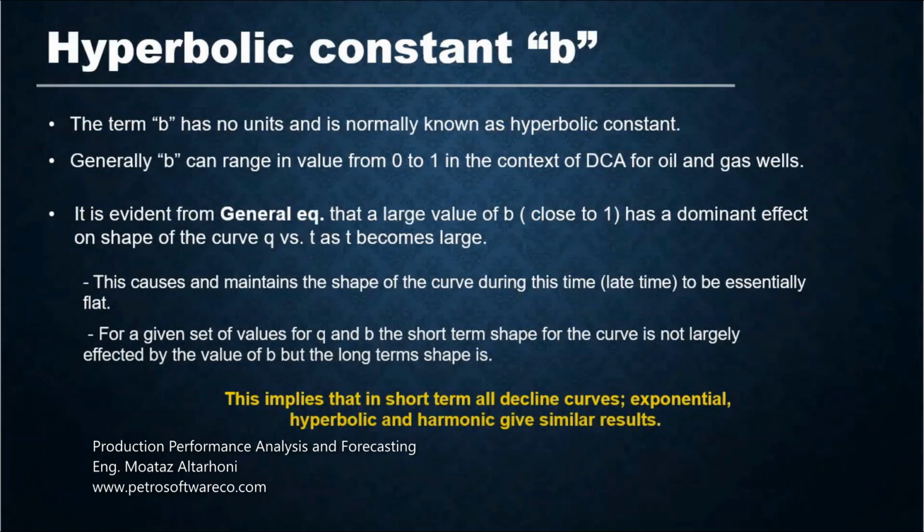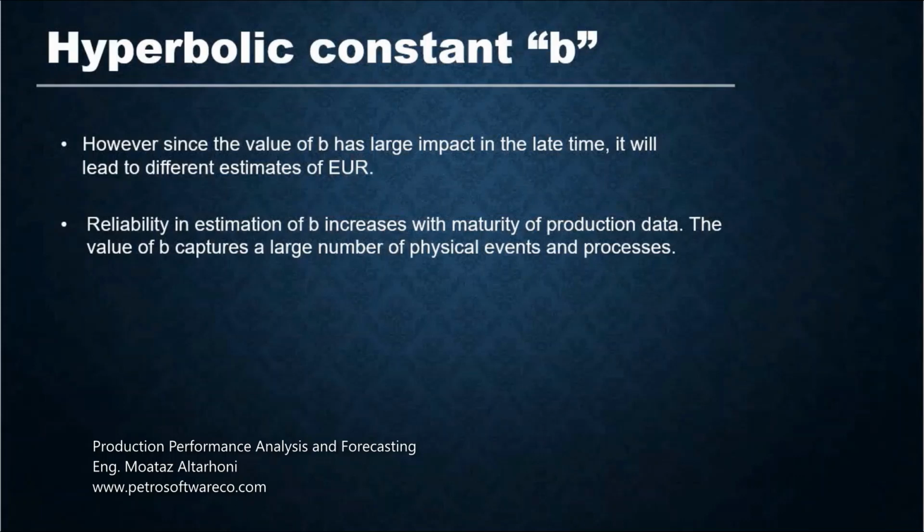The B factor is without units, and it's sometimes called the hyperbolic constant. As we said, it's in a range, and we can apply this hyperbolic method for oil or gas wells. It's generated from the general equation for B, and we can apply it for Q versus time, the same as in exponential. We will see that in the practical training, and here we have some important points.